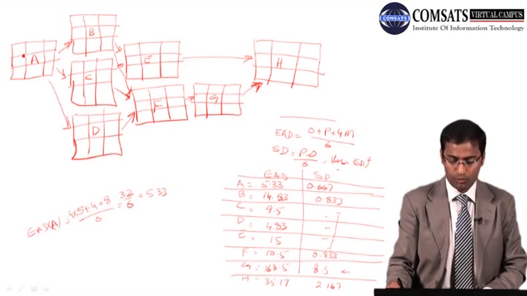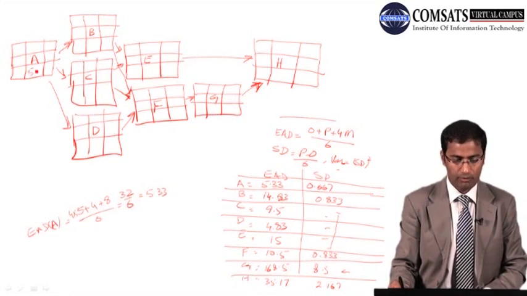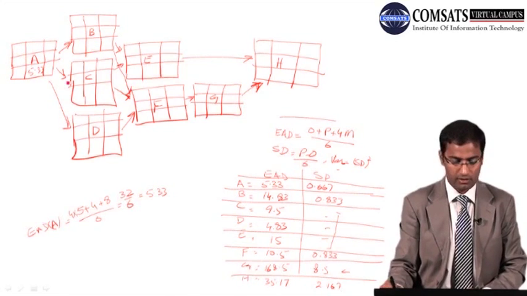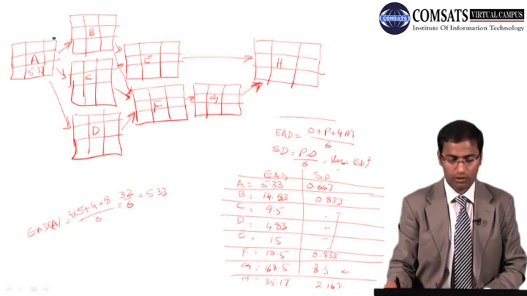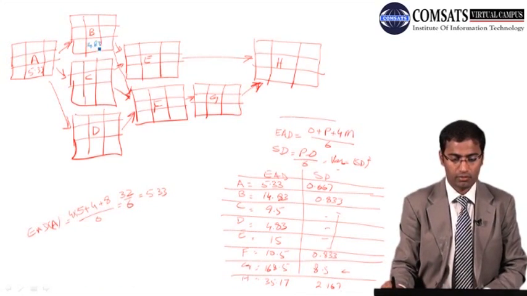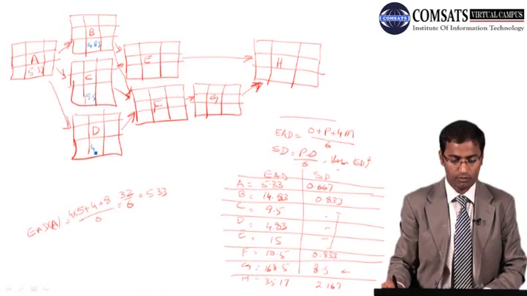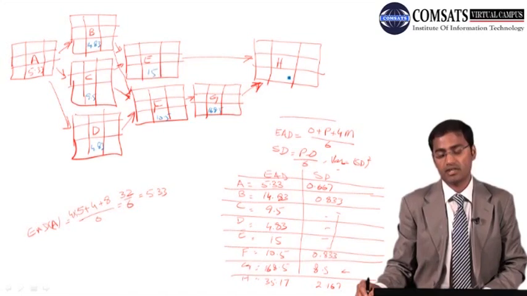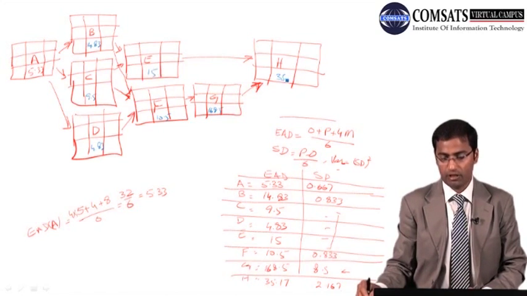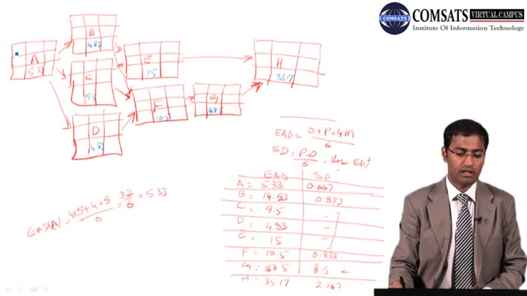So now putting the durations over there, we have 5.33 for A, B has a duration of 14.83, C has a duration of 9.5, D has 4.83, E has a duration of 15, F has a duration of 10.5, G has a duration of 168.5, and H has a duration of 35.17.